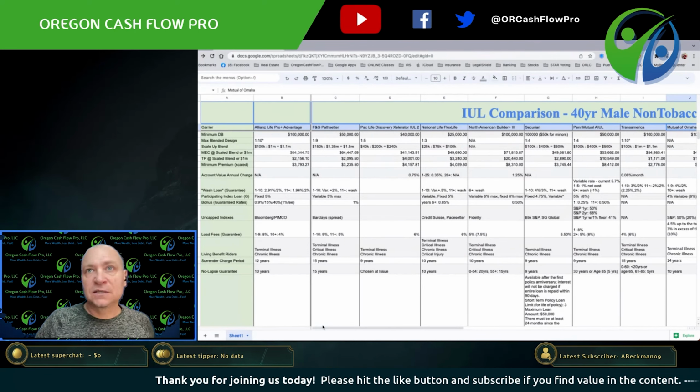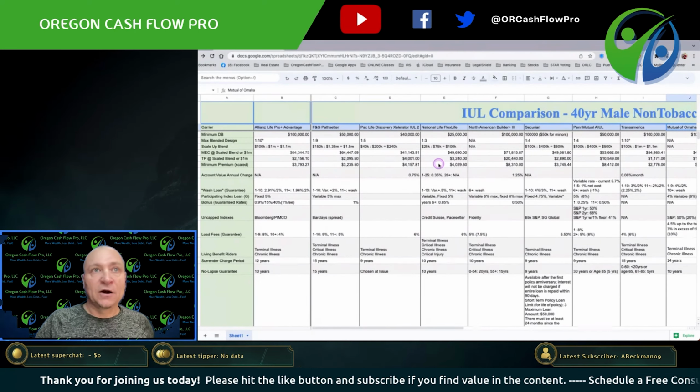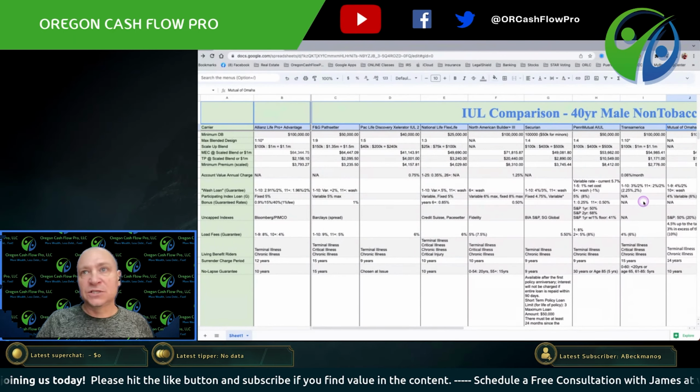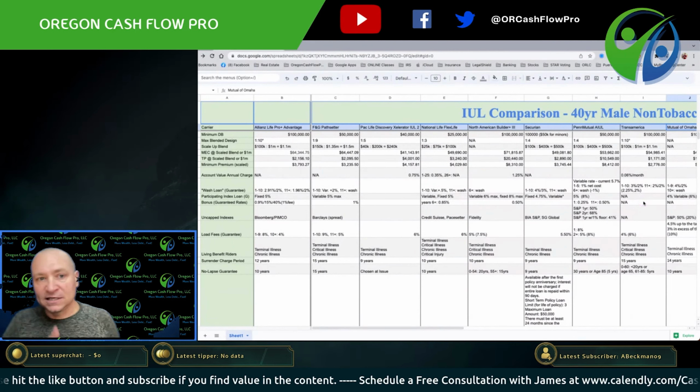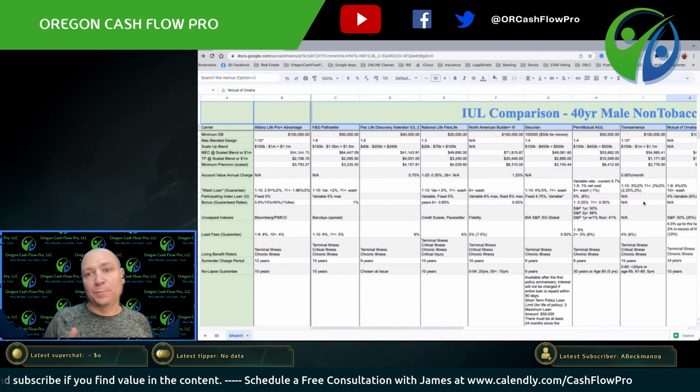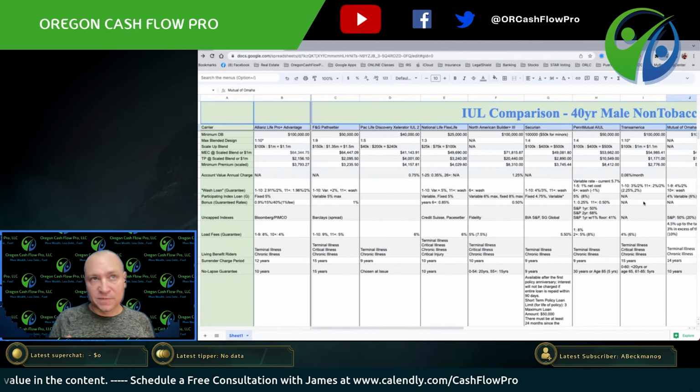So some of these may not compare as well to the other ones here on this chart, but it doesn't mean that product is necessarily not the best one for your situation. So something to keep in mind.